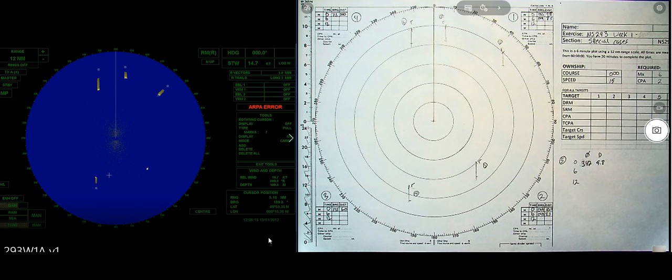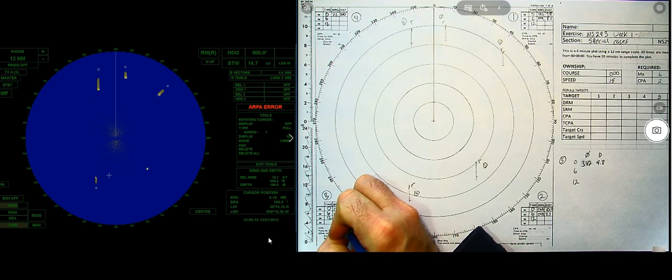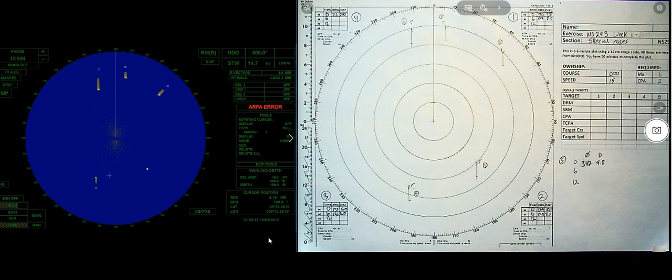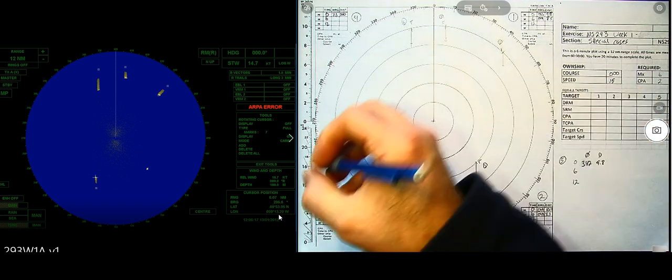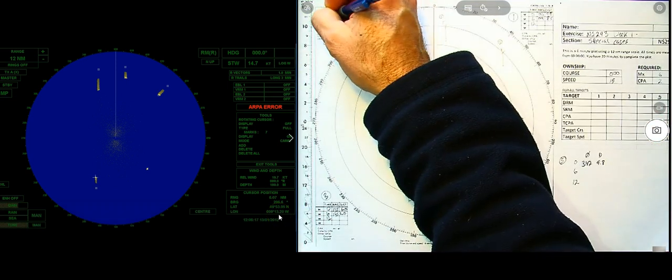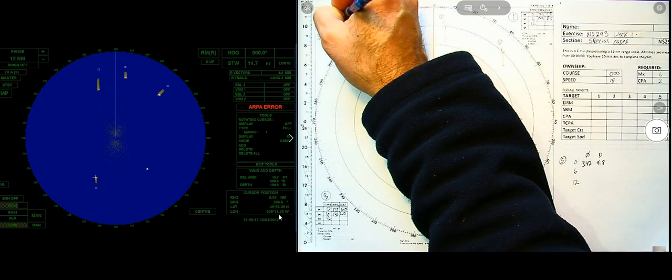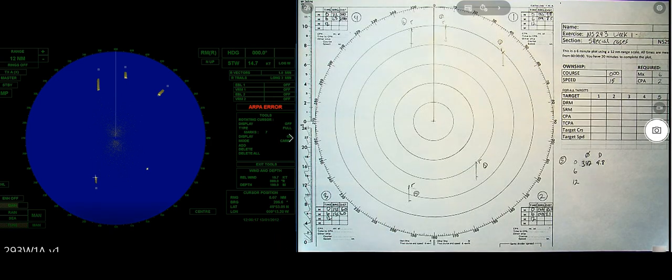Okay, and target 3, the data for that was 6.0 at 135. So, okay, 6.0 at 135. All right, now we'll go on to target 4, and the data for that looks to me like that's about 6.0 at 206. Okay, so that's 6.0 at 206. And now we'll go ahead and get the data for target 5.